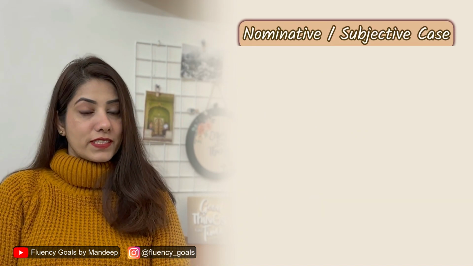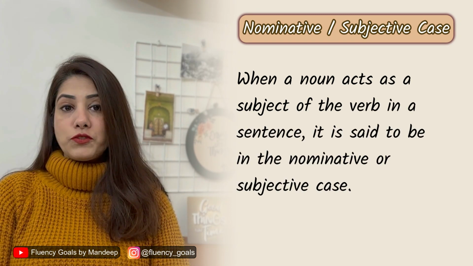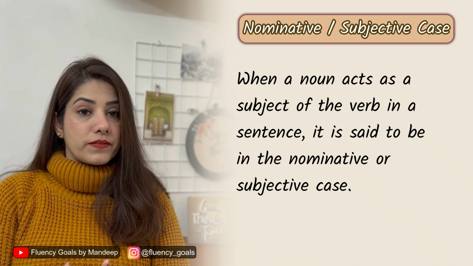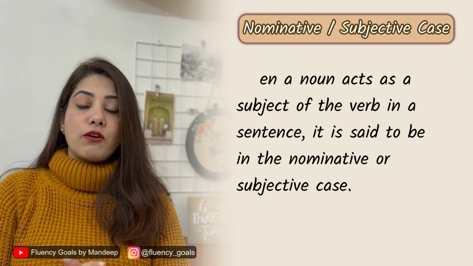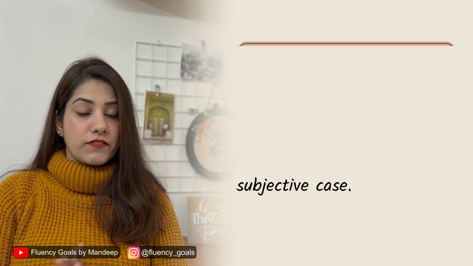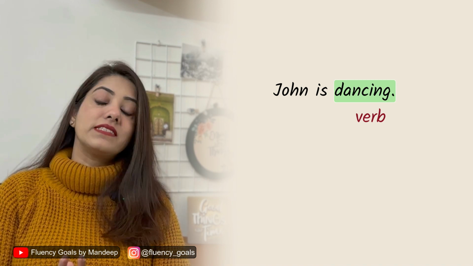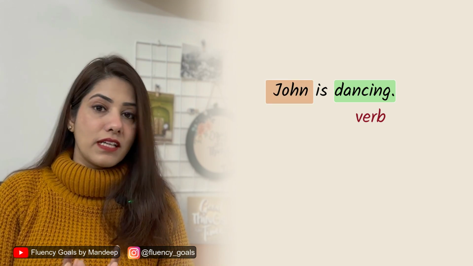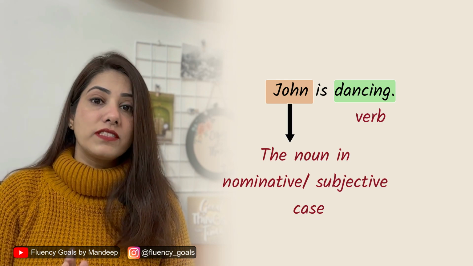Nominative or subjective case. So, when a noun acts as a subject of a verb in a sentence, it is said to be in the nominative or subjective case. Now, subject is the doer of action. So, whenever noun takes the position of subject, then we say that the noun is in a nominative or subjective case. Take for example, John is dancing. Now the verb in this sentence is dancing. The action that is being performed in this sentence is dancing. And who is performing that action is John. And John is a noun here. So we can say that John here is in the nominative or subjective case.